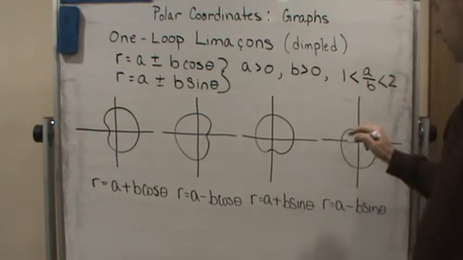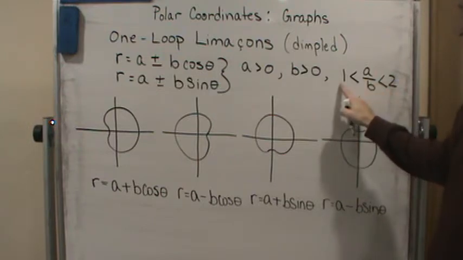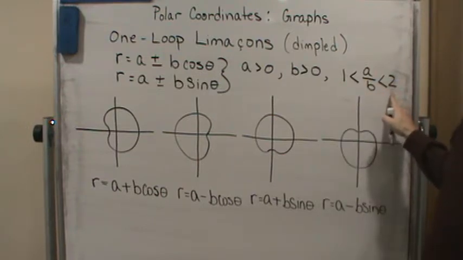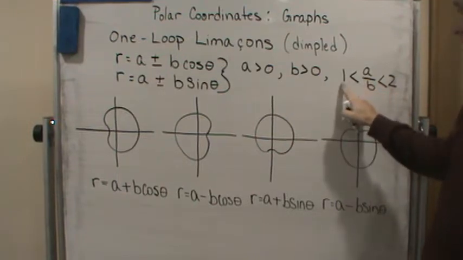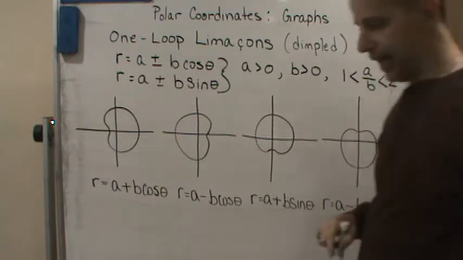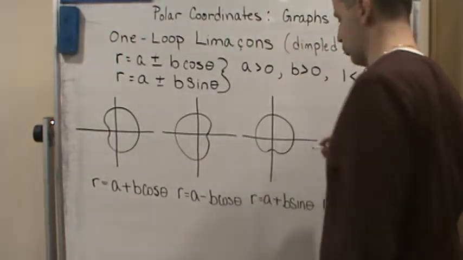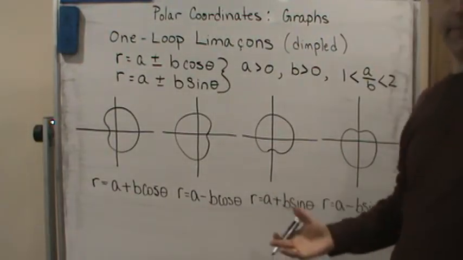Now, what this means is, another way of looking at it, as long as A is between B and twice B, if A is bigger than B but less than double B, then you're going to have this dimpled Limaçon.